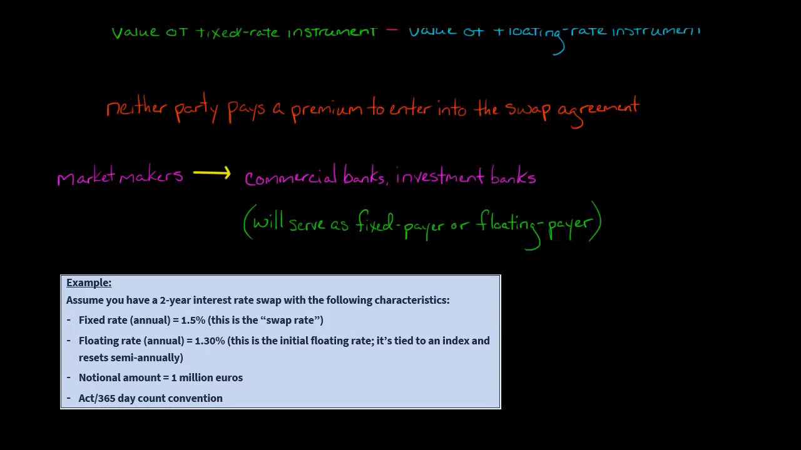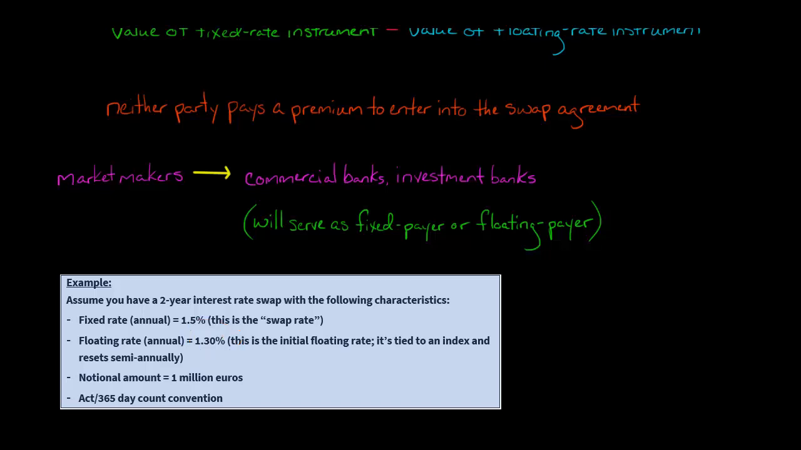Okay, so let's do an example. I think this will make it a little bit easier to understand. So let's say that you've got a 2-year interest rate swap and the fixed rate is going to be 1.5%. So that's an annual rate, 1.5%. That is the swap rate. Now the floating rate is going to change. It's initially going to be 1.3%, but it's going to be tied to an index.